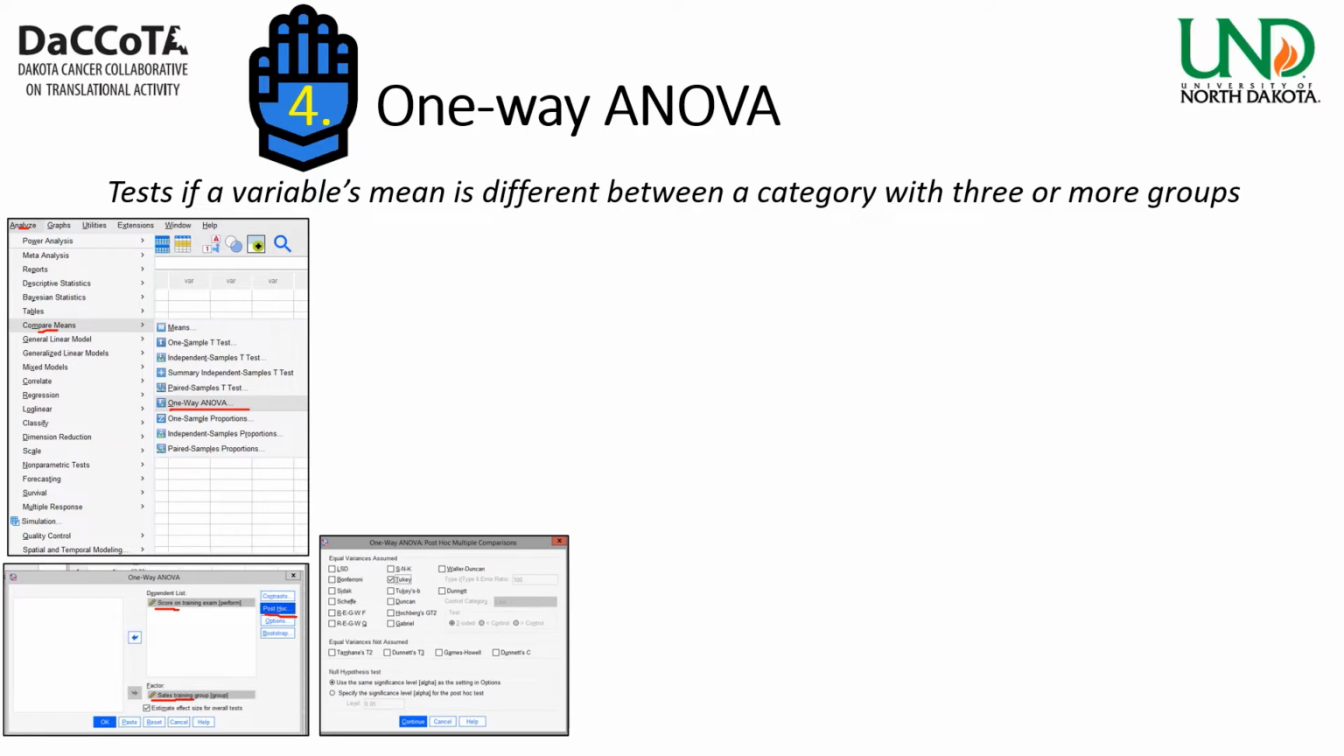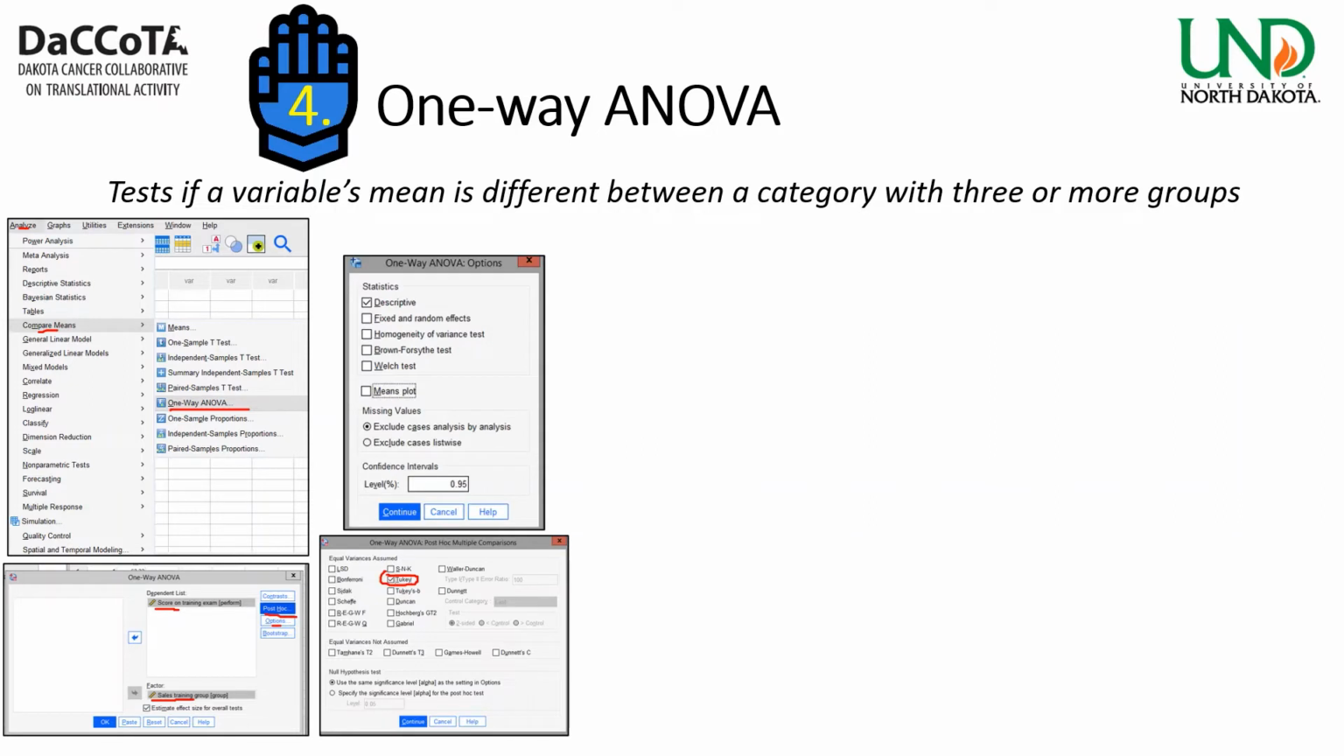This will pop up here. You can use wherever you want. I'll be using Tukey. Feel free to use whatever post hoc test you find most appropriate. Then you can also go to the options section, and I like to click the descriptive statistics, which gives me the means of my groups, so I can gauge how different they are prior to the test.